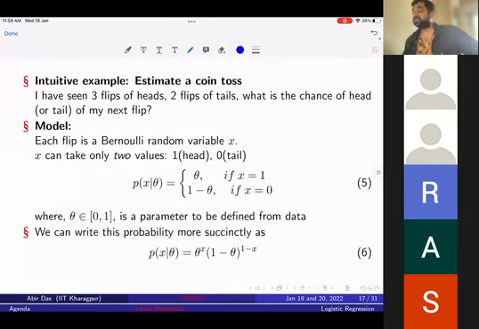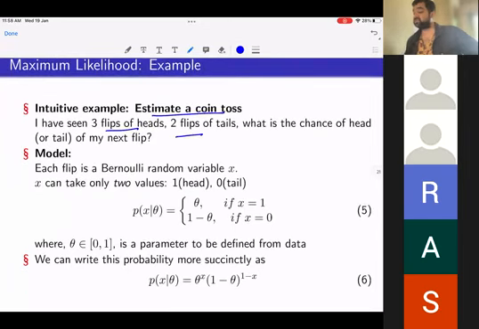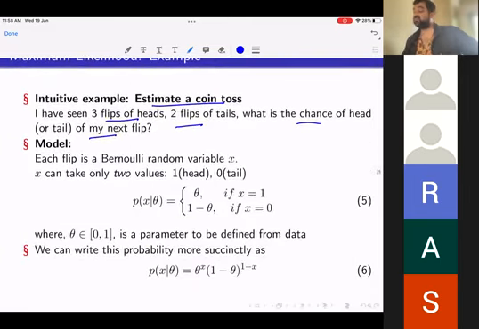So tomorrow. An intuitive example again: estimate a coin toss. I have seen 3 flips of heads and 2 flips of tails. What is the chance of head or tail on my next flip? Suppose this is the experiment I am trying to do, and I don't know whether the coin is fair or biased. I am just trying to find it from the experiment. So your data is 5 total tosses, out of which 3 are heads and 2 are tails. What is the chance of head or tail in my next flip?